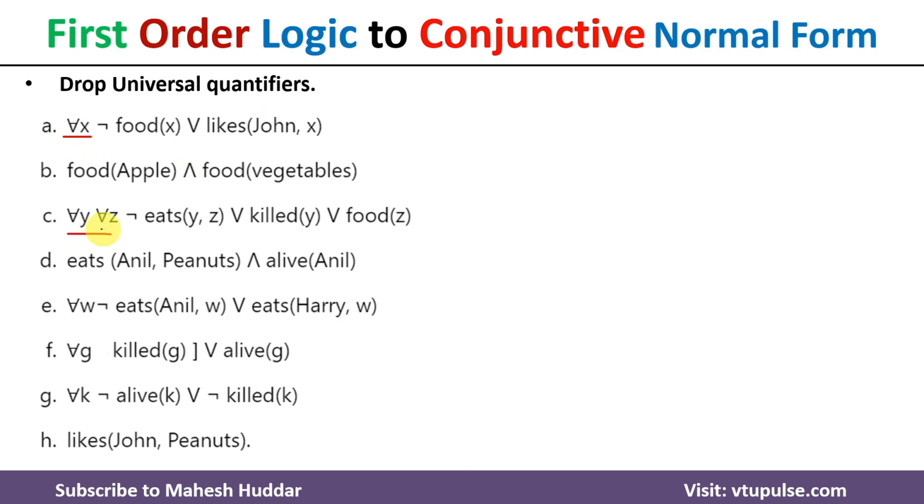So this is the first place. These are the two places, and these are three more places where universal quantifiers are there. We need to remove them.